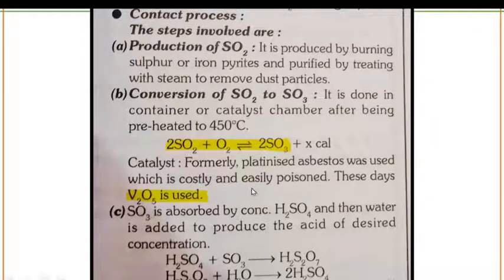Now a very important point: when you are converting this SO2 to SO3, you need a catalyst, and the catalyst that is used these days is V2O5.